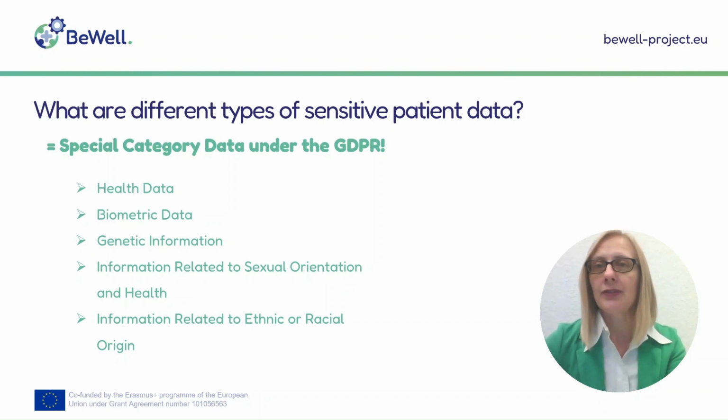A fourth type of sensitive health data is information related to individuals' sexual orientation or sexual health, including information about contraception. There are also other types of sensitive patient data where the GDPR applies. This includes data that identifies individuals' racial or ethnic origin as sensitive, as it can be used to discriminate or target individuals unfairly. Information about individuals' religious or philosophical beliefs is also considered sensitive.